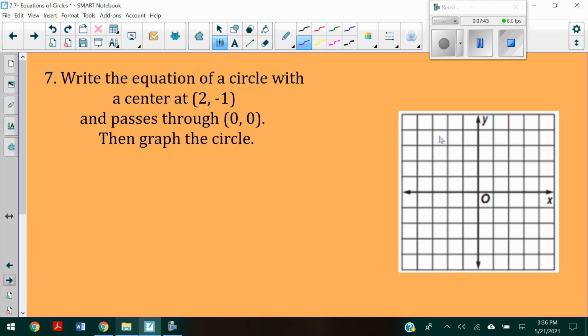Okay. So if we look here at number 7, we are given the center, we are given a point that it goes through. So I'm going to go ahead and graph those. So my center is at 2 and negative 1. Remember, I'm going to mark that with a C, so I remember that that's the center. And then my ordered pair that it also goes through is 0, 0. So that's my radius. All right, I want you to go ahead and pause it here and come up with the equation for that. Meaning the radius. Find me the radius.